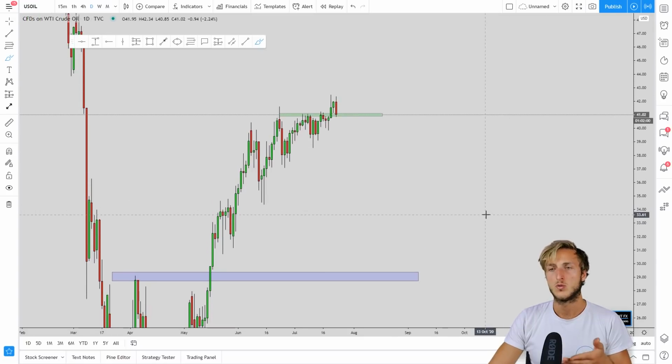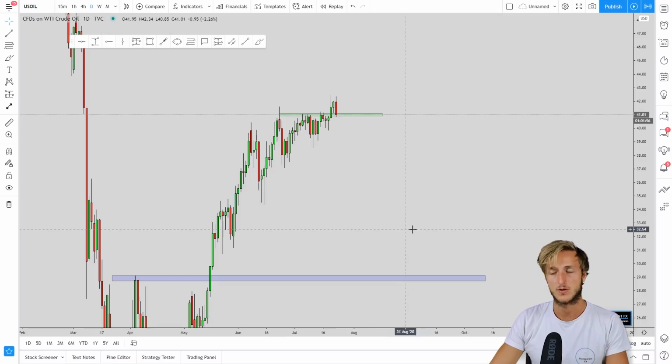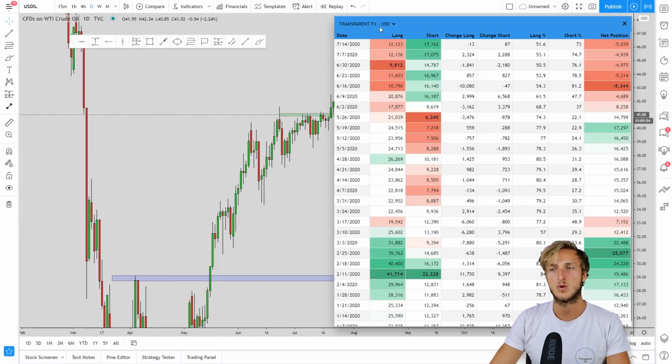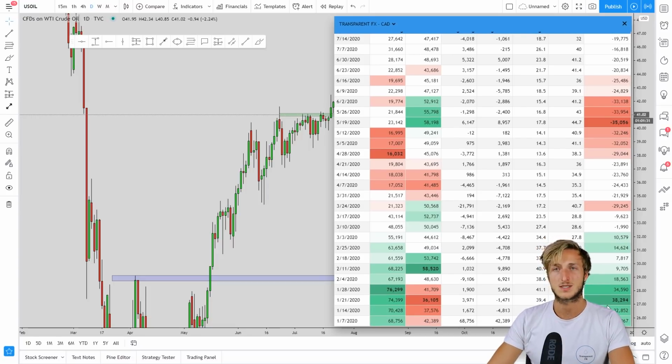So how we will be approaching this situation with students? Now, first of all, let's go and give a quick check at what we have from a COT perspective on the CAD. So the commitment of traders, what the biggest banks and institutions are currently doing in the market, so the order flow and how they are positioned. So we have to check the data for the CAD because, as you know, the CAD correlates very well with oil.